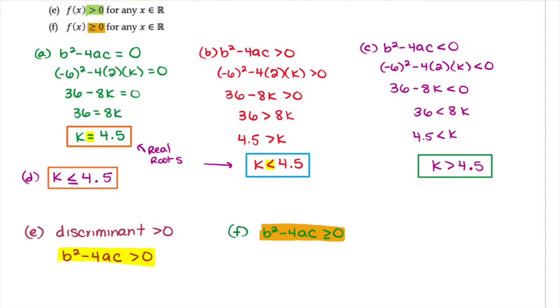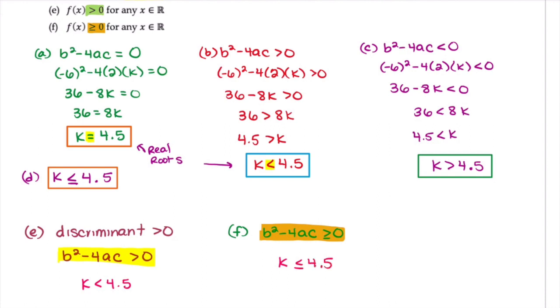If we plug in the value of b, a, and c for part E and F, we'll get very similar results. So I will just give you the results for each since we did the work already. So here for part E, it's going to be similar to part B, giving us our k value that is less than 4.5. For part F, it's going to be similar to part D because it's a greater than or equal to, right? We merge parts A and B together, which would give us our k value, which is less than or equal to 4.5.